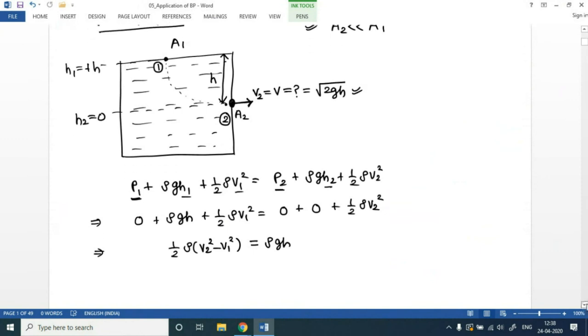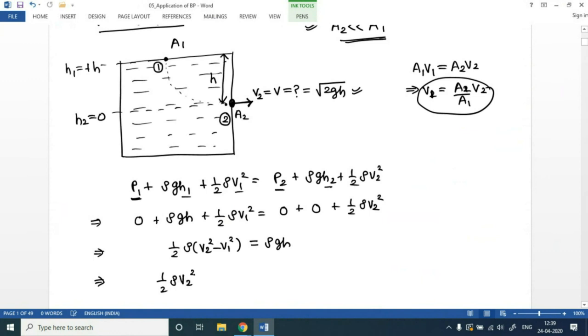Now it's time to use that relationship: A2 is much less than A1, and from the principle of continuity we know that A1 V1 is equal to A2 V2. So V1 can be written as A2 by A1 into V2. If we substitute this value, what we are likely to get is half rho, V2 square we will take common, and that would be 1 minus A2 square by A1 square, which will be equal to rho gh.